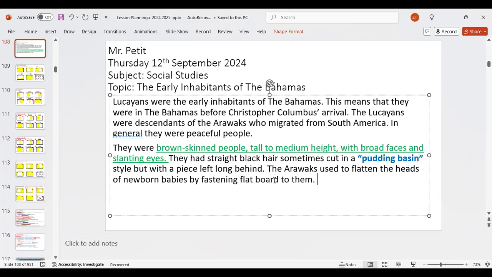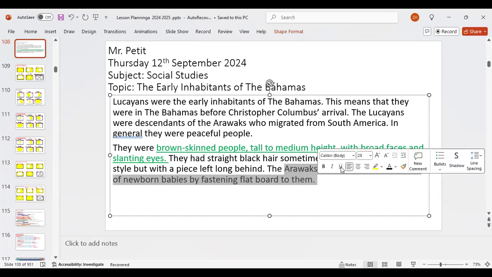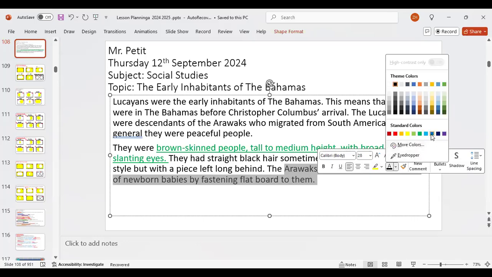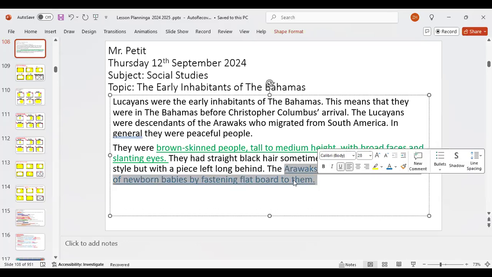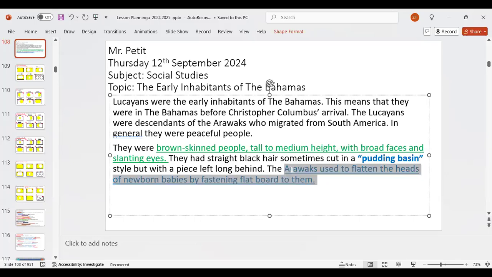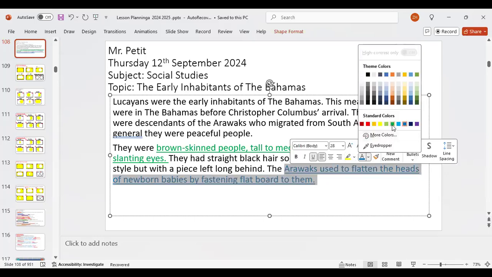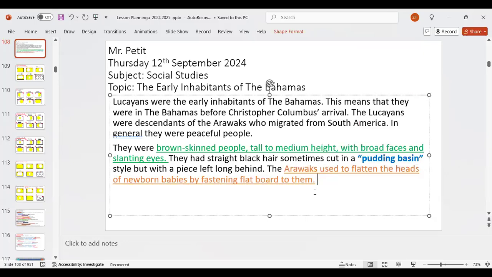Why would they do such a thing? It was for beauty. One of them was for beauty. I can't remember the next one. Get your old social studies book from last time. For beauty and for what? The culture. It's for beauty and for fashion. Yes, for beauty and for fashion.